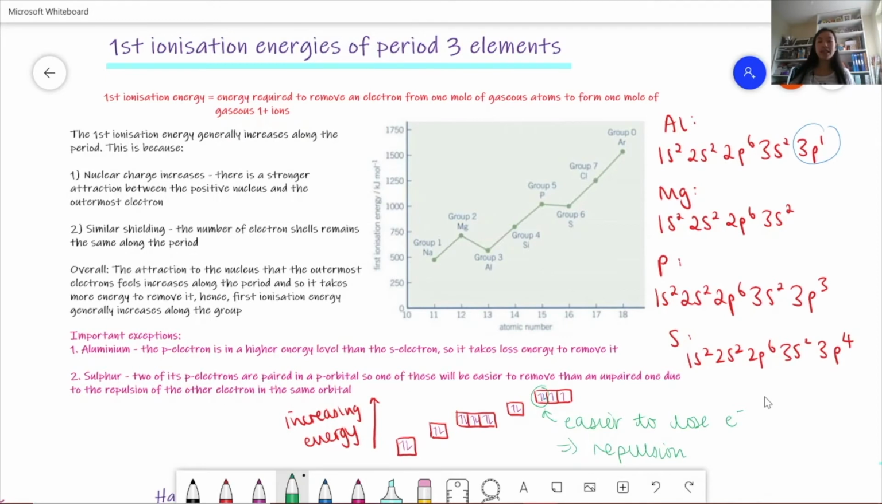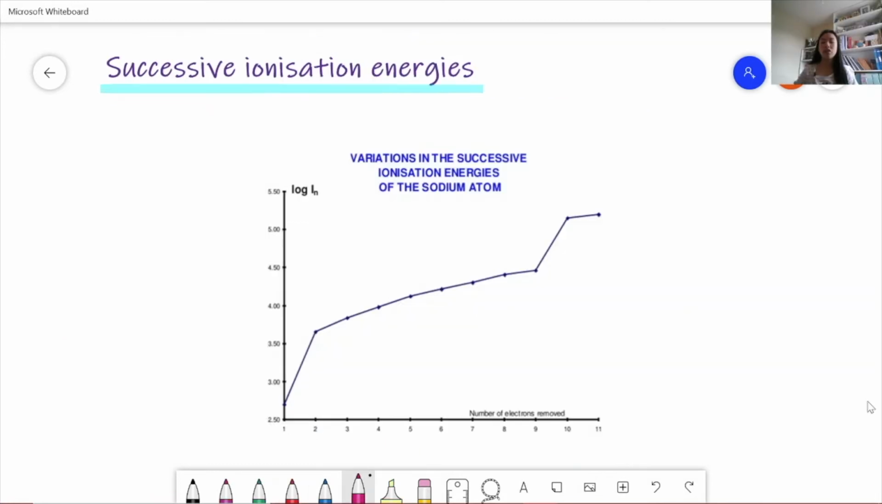And this trend that we see in period 3 elements is actually the same for period 2. So it can be applied to other periods. And this is because in the periodic table, the trends carry along, so the trends repeat every period. So now we're going to talk about successive ionization energies. So these are basically, we're taking an electron away, and then we keep on taking electrons away. And so we get successive ionization energies.